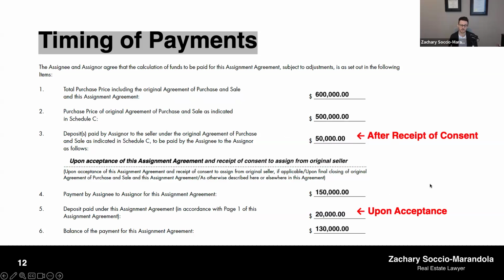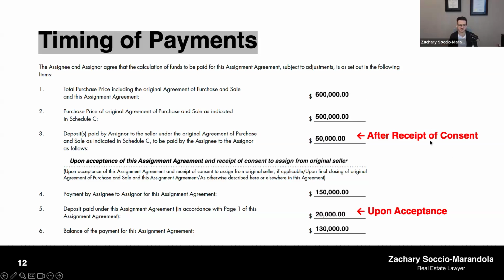The second one, based on our situation here or based on our example, would be the reimbursement of the original deposit. So it's upon acceptance of this assignment and receipt of consent to assign from the original seller. So let's say they brought it back, or you brought it to the builder as the assignor. The builder says, yeah, we approve the assignee. That means the $50,000 is now due from the assignee to the assignor for the contract. So it leaves the balance of the payment for this agreement.